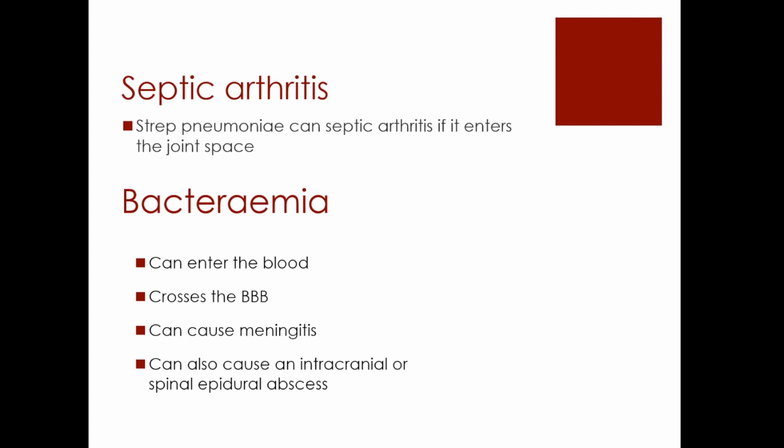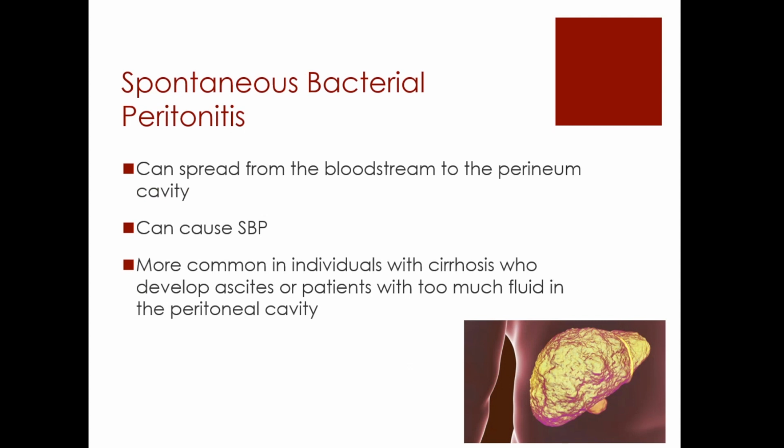And here we're going to speak about bacteremia again. So it can enter the bloodstream, but then it can also cross the blood-brain barrier and can cause meningitis this way. So we now know there's several ways in which it can cause meningitis. It can also cause intracranial or spinal epidural abscess, just like Staphylococcus aureus. Once in the bloodstream, if it goes to the peritoneum, it can cause spontaneous bacterial peritonitis. And this is something that's more commonly seen in individuals with cirrhosis who develop ascites, or patients with too much fluid in that peritoneal cavity.